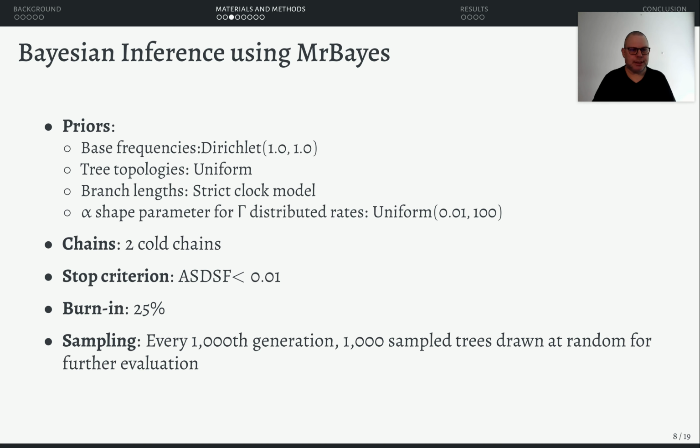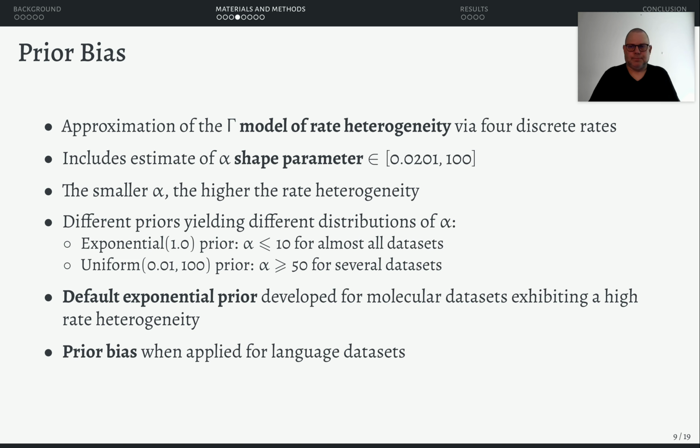Okay, Bayesian inference. On this slide, you have all the specifications regarding priors. We used MrBayes, and mostly we used the default settings. We used the stopping criterion to identify when the chains have mixed. One parameter turned out to be interesting. It is one which usually doesn't draw a lot of attention in phylogenetic linguistics, and this is the modeling of rate heterogeneity.